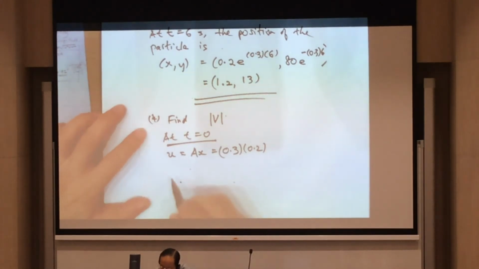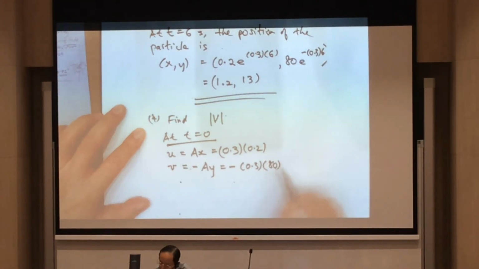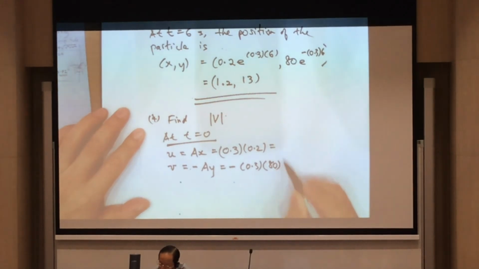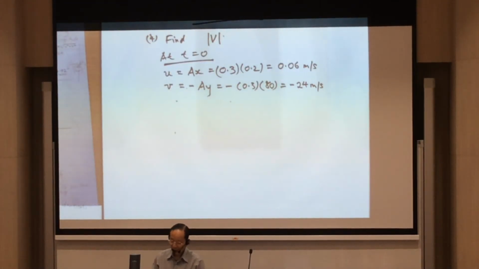What is the vertical component of that velocity? It's minus ay. And a is 0.3 and y is at. So, okay, let's look at the top and the bottom there. This gives you 0.06 meter per second, and this one gives you minus 24 meters per second. Okay. So that's the situation at time t equals 0.